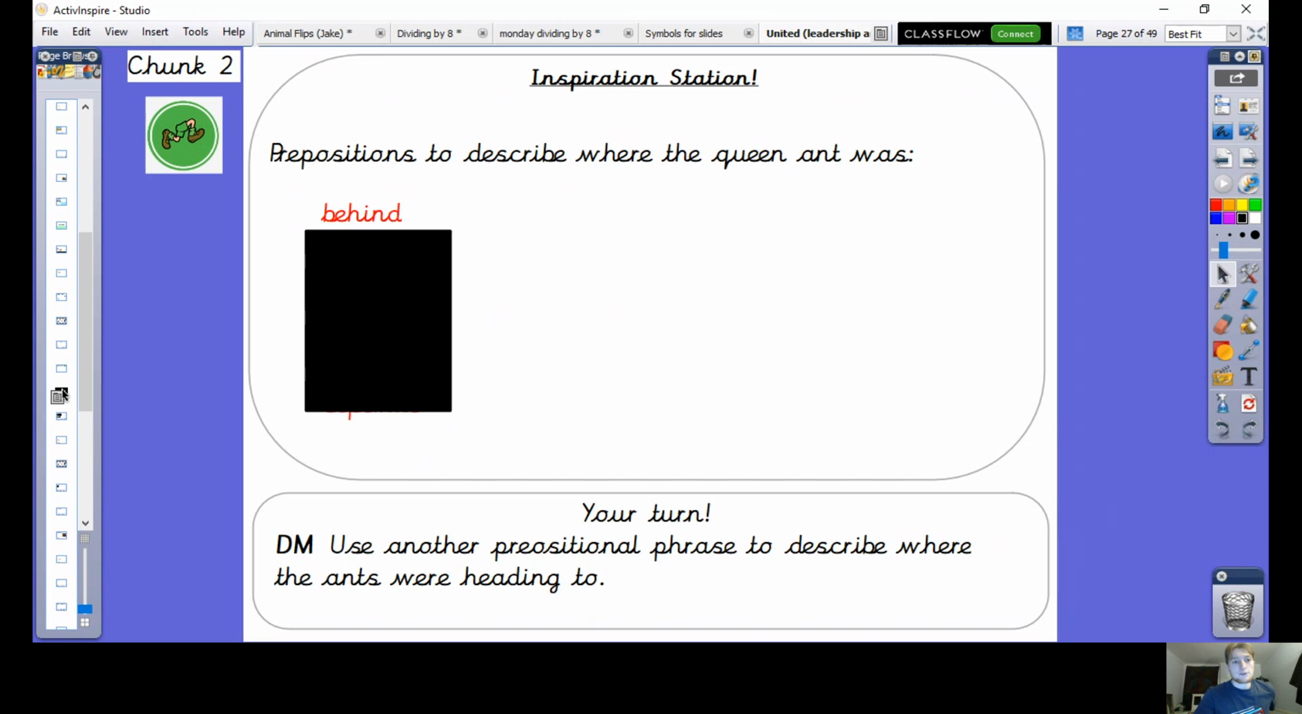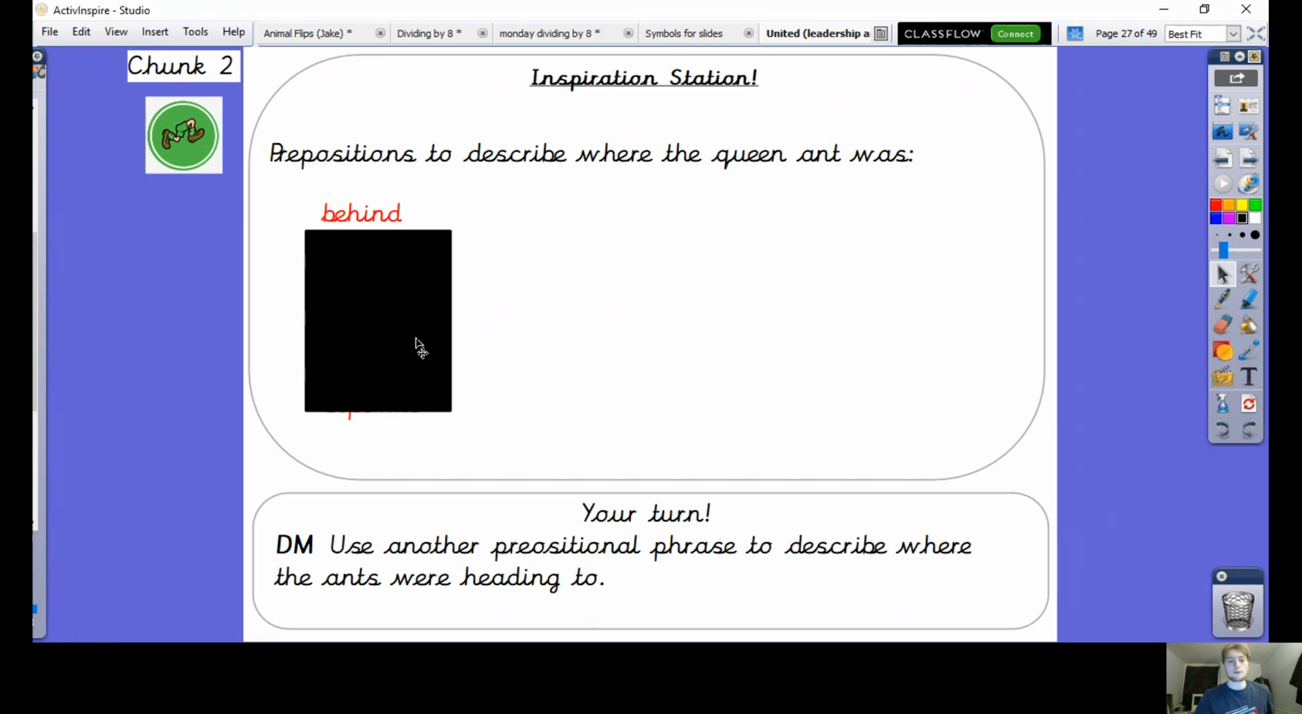Okay, right, let's go on to chunk 2 then. So in this chunk, we're going to be using prepositions to describe where the queen ant was. If you can remember the queen ant, I think I remember her in the video slightly behind the rest of the ants. She was stood behind so she could probably see all of the ants, make sure that they were all safe. So behind is a nice preposition to use because it's describing where the ant is. Where is the important word there, isn't it?